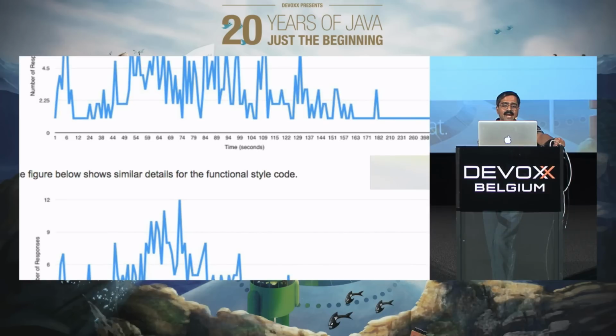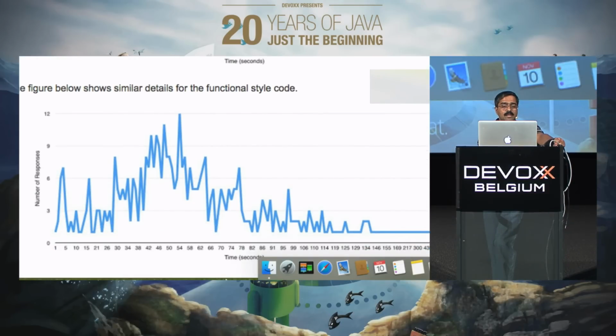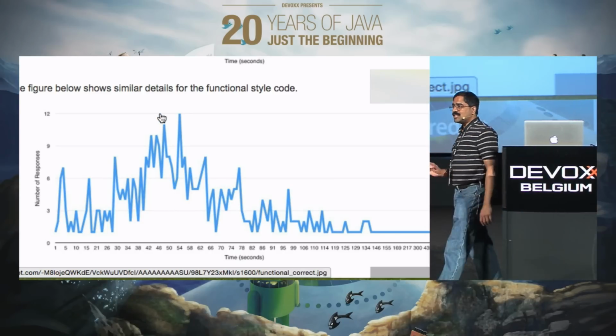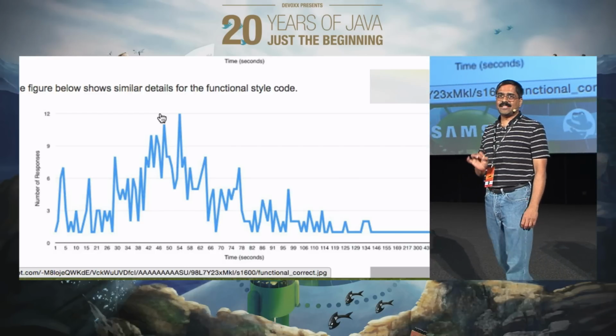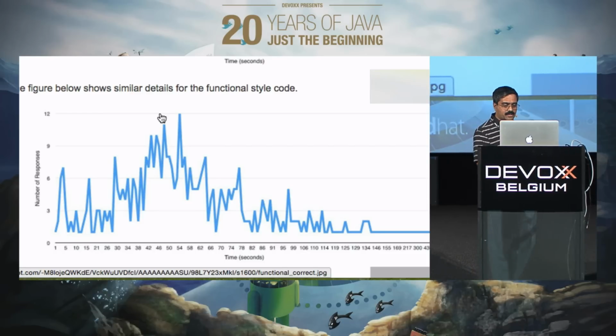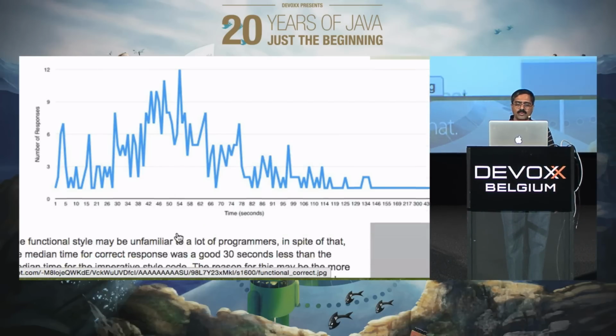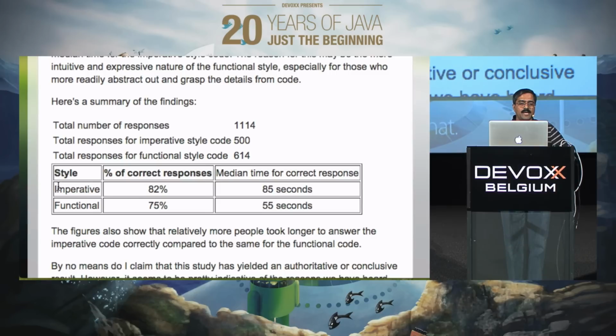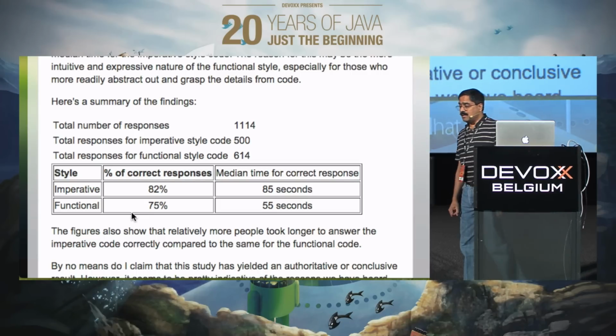However, this is the median for the declarative style, again, only for people who found the right answer. I did not include wrong answers. They took 55 seconds. So people took 30 seconds less to find the right answer. However, what about people who found the wrong answer? Well, guess what? 82% of the people got the answer correct for imperative. Only 75% got the answer correct for declarative.